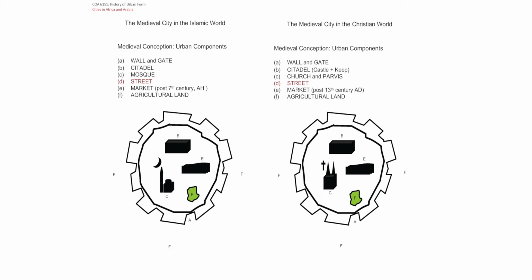The wall and gate, they both have them. The citadel, castle and keep, they both have them. The mosque or the church in parvis, they both have them. Market, yes. Agricultural land, yes. What's the difference? The primary difference? Street pattern. And that street pattern is very ancient.